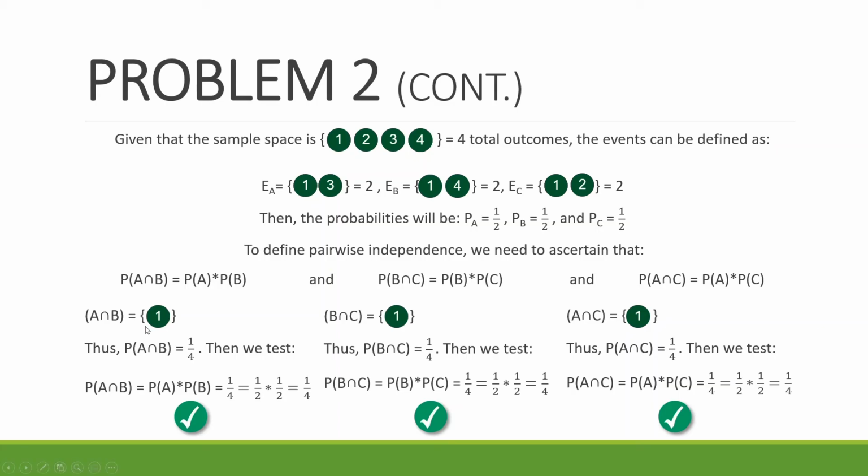So here we can see that A and B equals 1, because that's the element that they have in common. 1 and 3 and 1 and 4 have 1 in common. So P of A and B would be 1 over 4, because that's 1 of all of the sample space. And we test that P of A and B equals P of A times P of B. So 1 over 4 should be equal to 1 half times 1 half, which is 1 over 4. And this is true. And since the others also have the same probabilities and the same common elements, we can confirm that these events are pairwise independent.